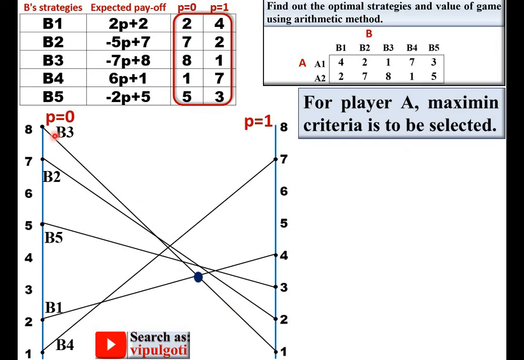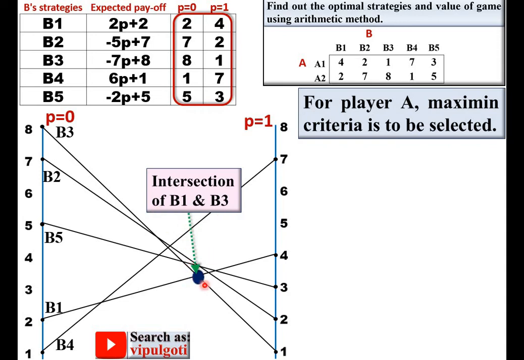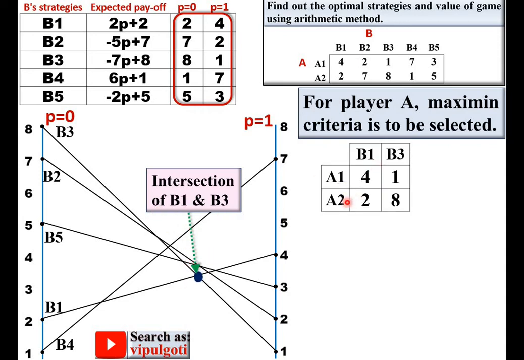It is the intersection of the B3 and B1 strategy. So I am going to write, this one is the intersection of B1 and B3. So you can see in your final payoff matrix there are only the B1 and B3 strategies for the B player. So this is your final payoff matrix.